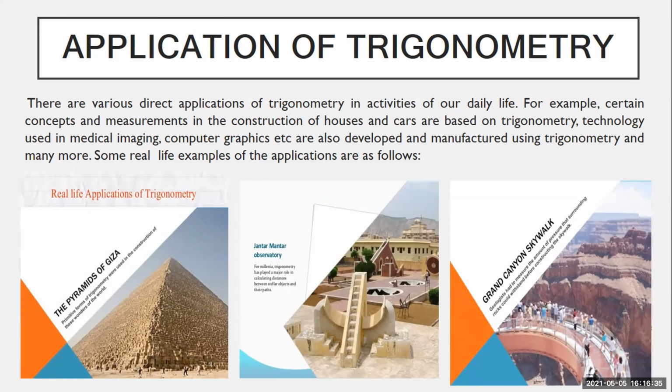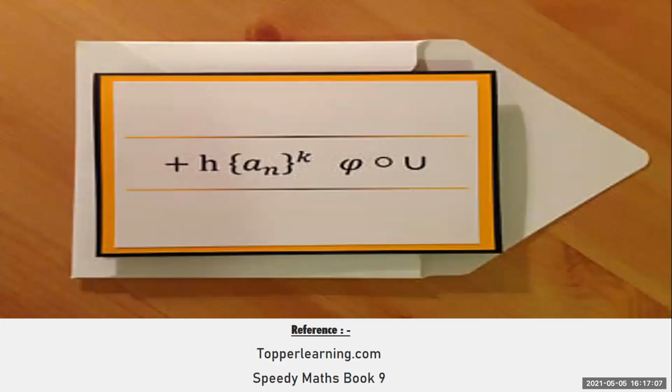The pyramids of Giza. Primitive forms of trigonometry were used in the construction of these wonders of the world. Jantar Mantar Observatory. Trigonometry has played a major role in calculating distances between stellar objects and their paths. Grand Canyon Skywalk. Geologists had to measure the amount of pressure that surrounding rocks could withstand before constructing the skywalk with trigonometry. Thank you. And here are some references that I took.